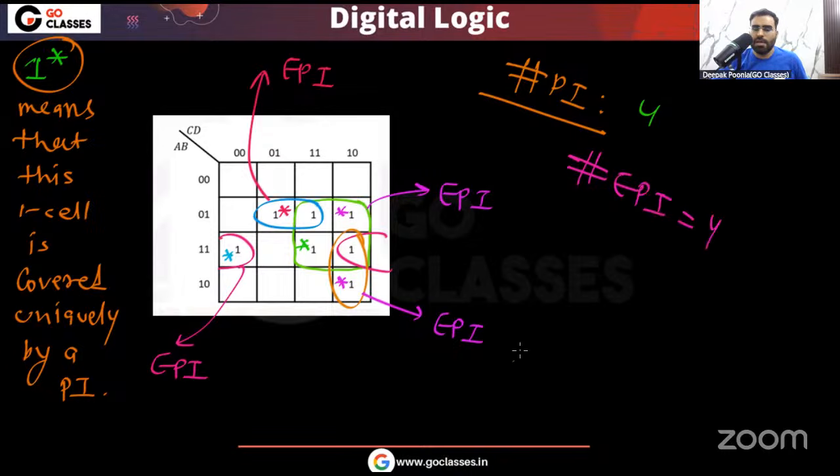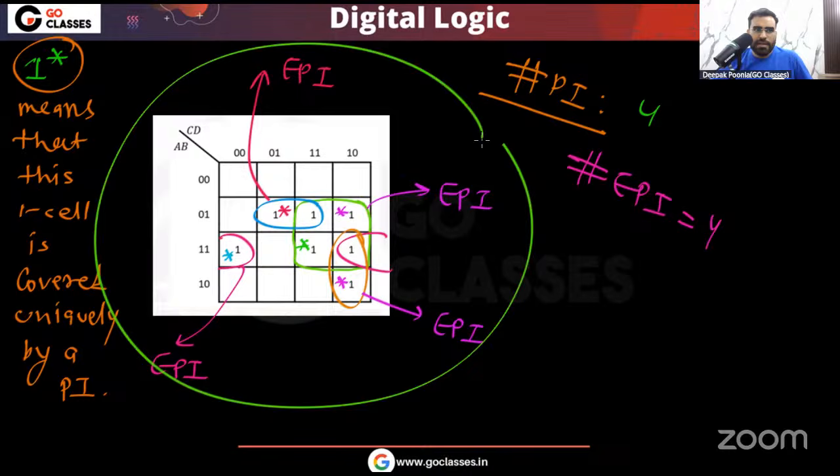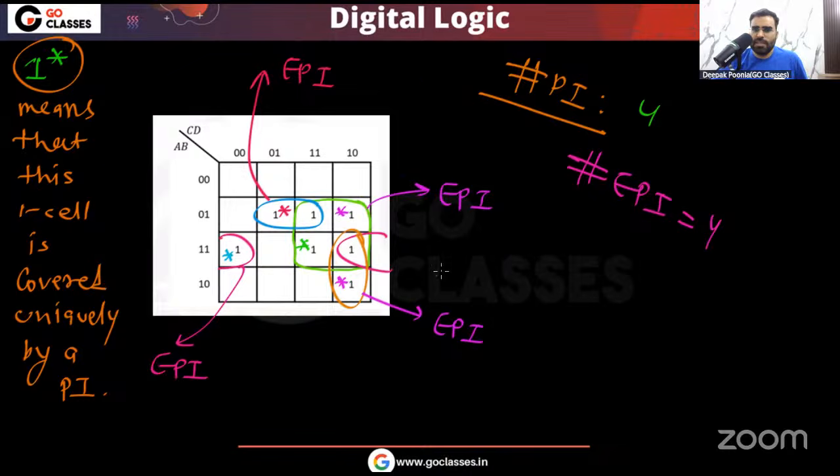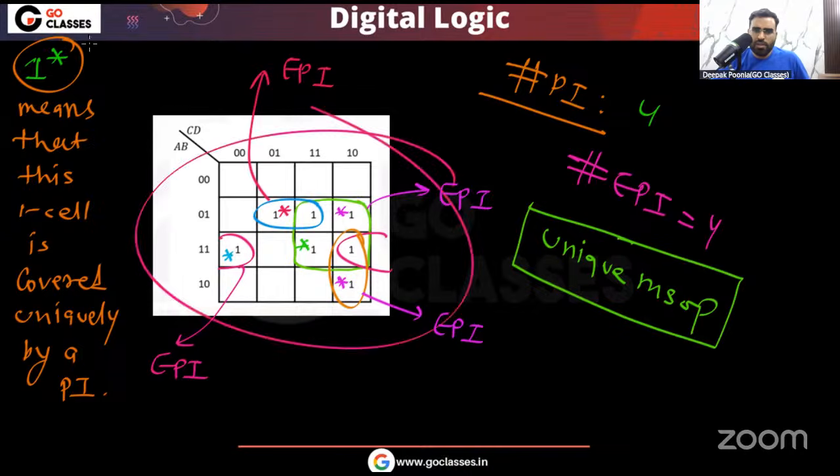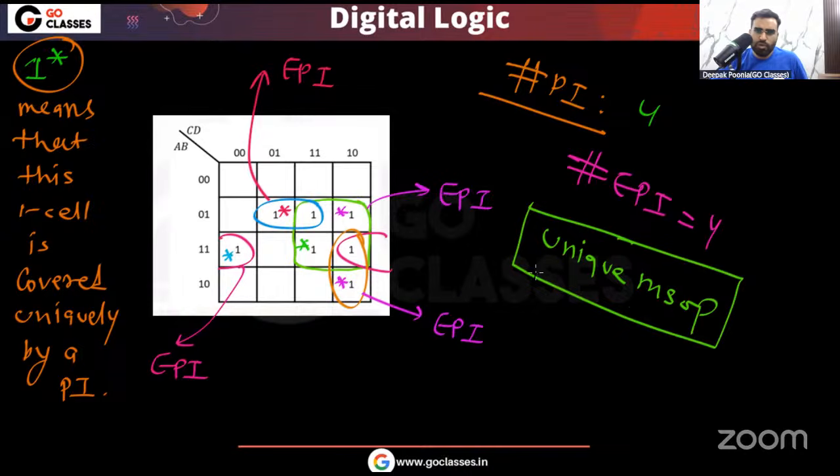And remember one thing, when all the EPI collectively cover all the one cells, then we will get unique minimal SOP. Here we will get unique minimal SOP. And remember, this is one-way theorem. Means if all the EPI collectively cover all the one cells, then we will get unique minimal SOP.